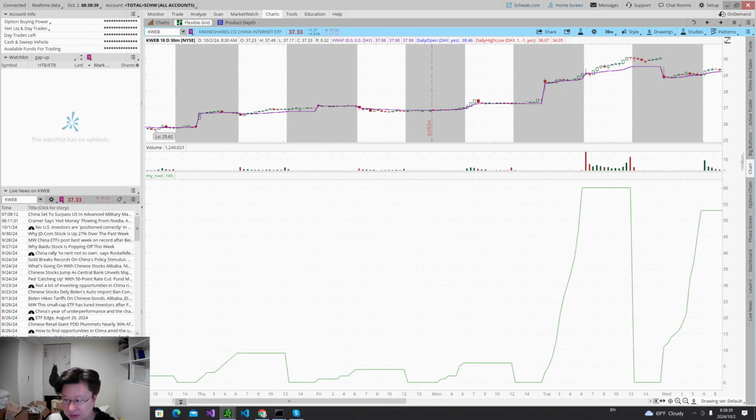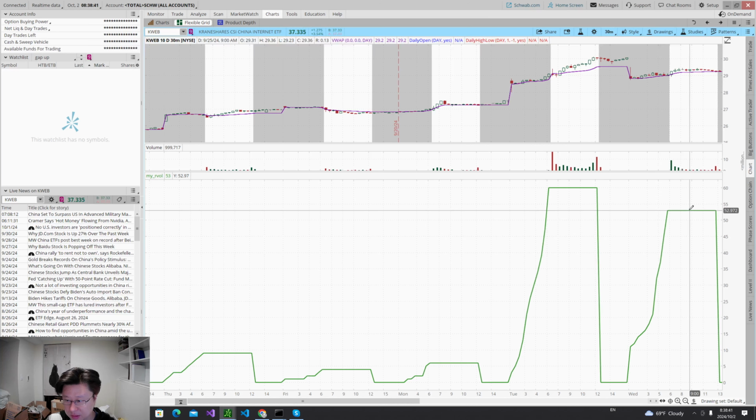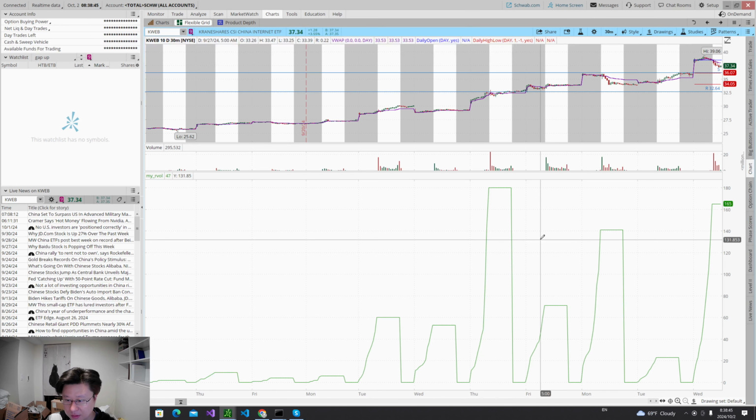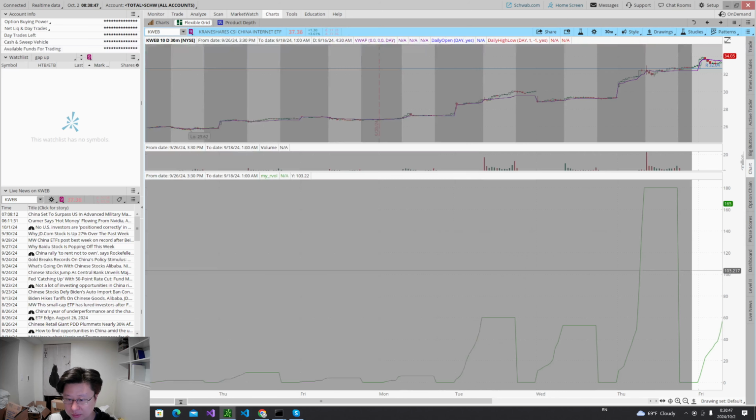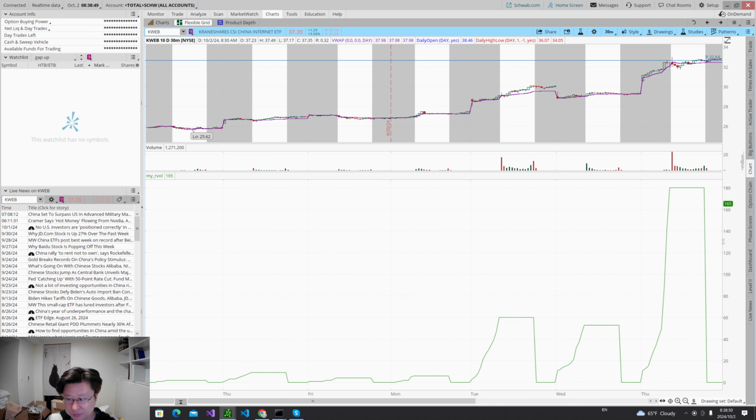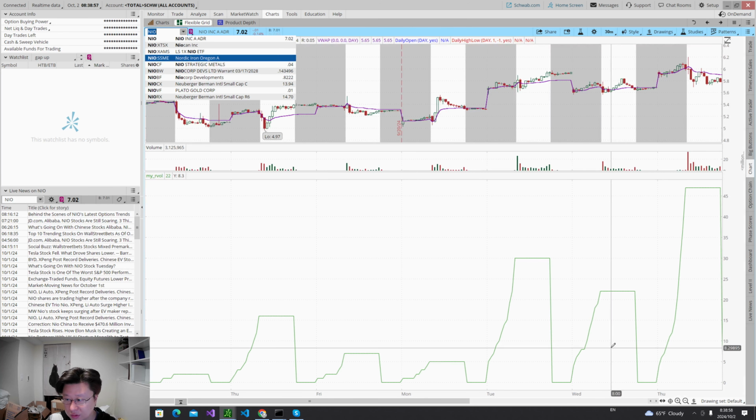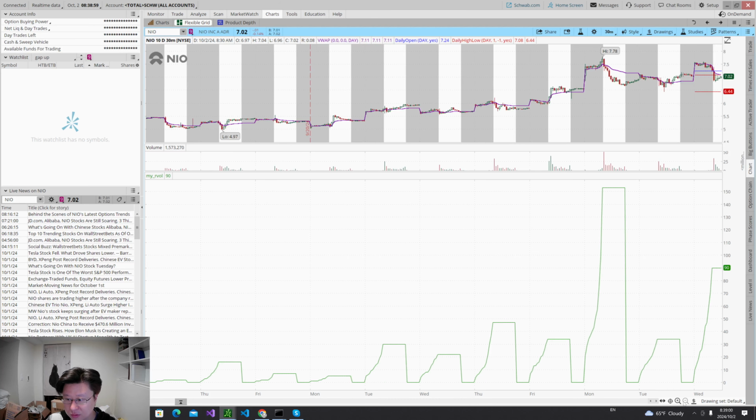But then the next day I may not trade it because it's actually lower than the previous day. But this day I'll trade it again because it's way more active than before. So this is how I use it. I think I traded NIO this week for similar reasons.